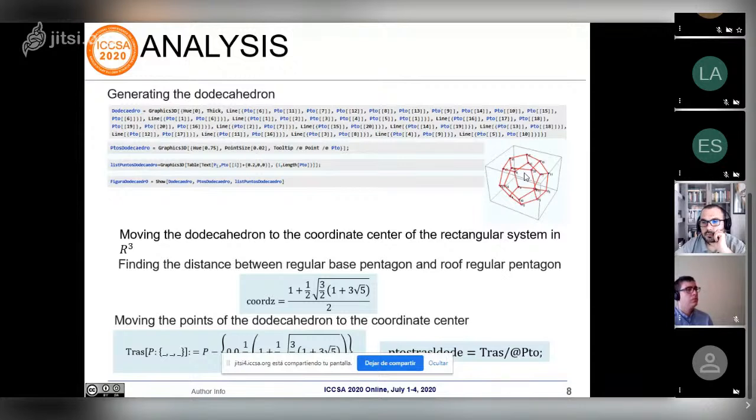Then we translated the apexes of the dodecahedron and made the center of the platonic solid coincide with the center of the coordinates of the system.